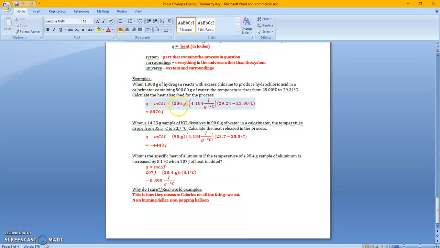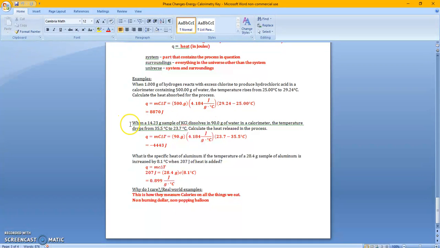So if we look at this, I have 500 grams of water. The specific heat of water is 4.184. I had that up above in my notes. And then I take my final minus initial temperature, which gives me about 4.24 degrees Celsius. I multiply those together and I get 8,870 joules of energy. So that's how much energy was released when that reaction happened, when hydrogen reacted with chlorine. And there you have it.